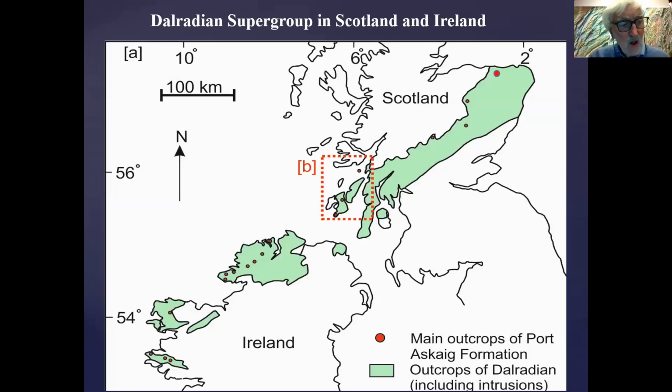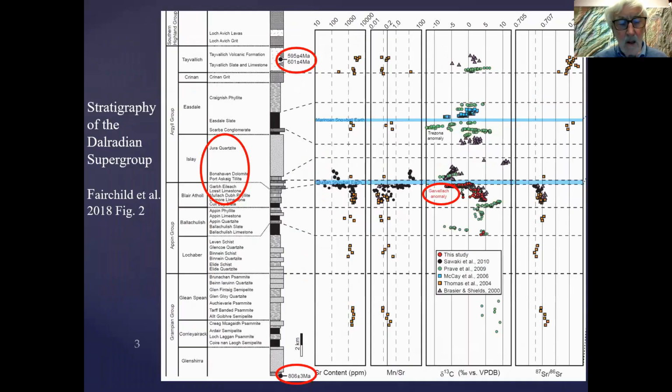The Port Askaig Formation is one formation in the Dalradian supergroup. It occurs in about 25 separate outcrops from Western Ireland to northeast Scotland. The area where it is best seen is in southwest Scotland, in Argyll, in the area outlined in red here. The Dalradian supergroup is approximately 25 kilometres thick, and the Port Askaig Formation occurs in the middle. It is one formation amongst a total of about 40 formations and groups which make up the Dalradian supergroup.